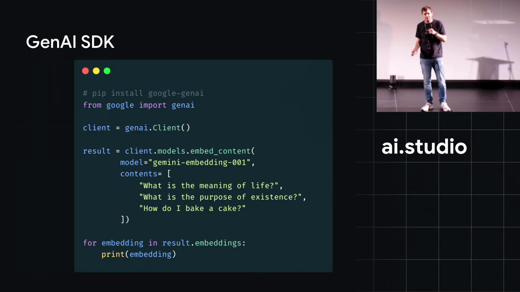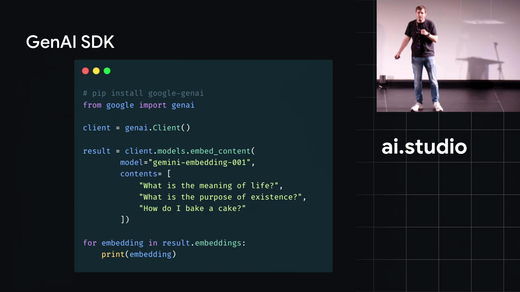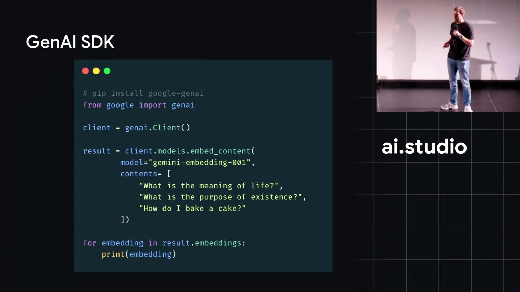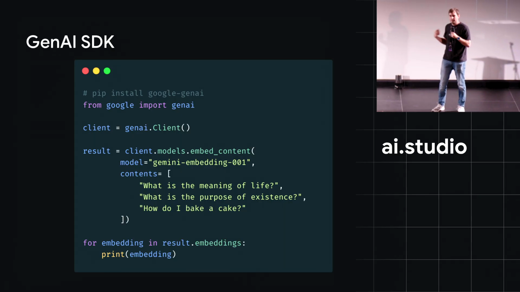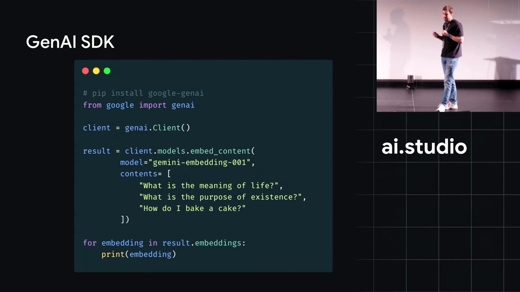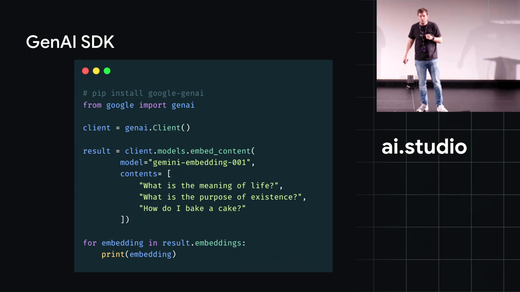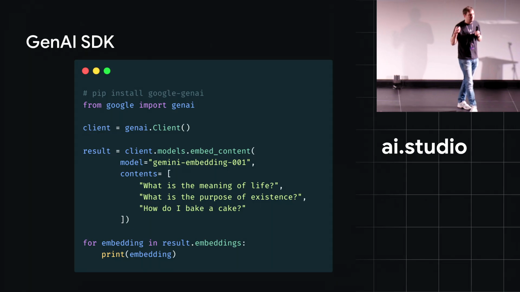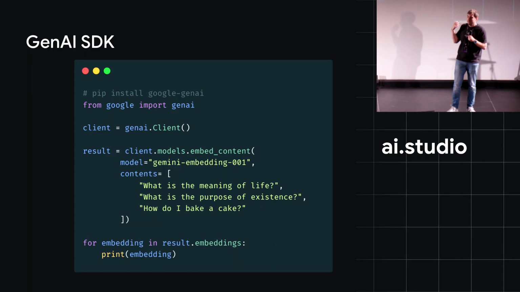So AI Studio is basically the entry point for developers, the playground to try out all the Gemini models. And this is also the place for you to get the API key. You can use this for free. You can actually not use the Gemini embedding model there in the playground, but this is the place to get the API key. And then we have our Google Gen AI SDK, so the first-party SDKs, which we have in Python, JavaScript, Java, and Go.